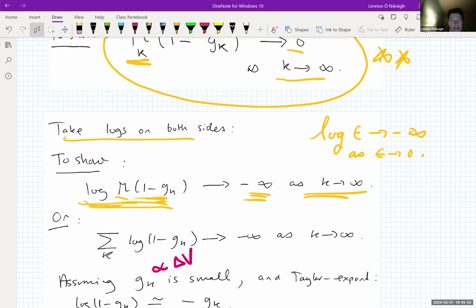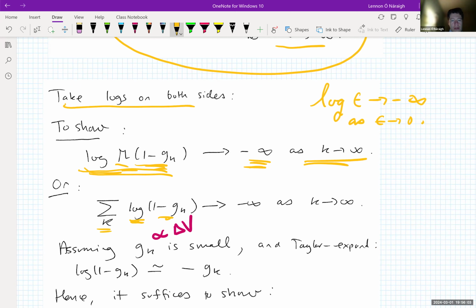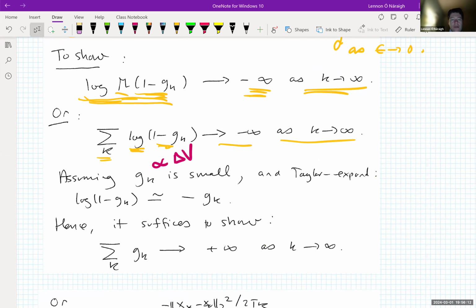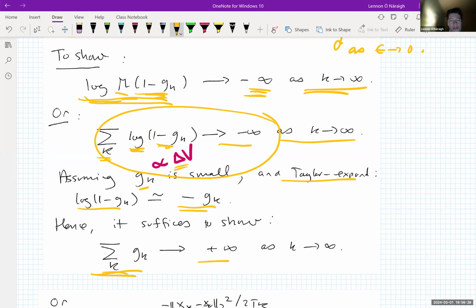Now, I use the fact that the log of a product is the sum of the logs. So it suffices to show that the sum of the logs of 1 minus gk goes to minus infinity as k goes to infinity, as the number of cooling steps in the schedule goes to infinity. I can assume gk is small because it's proportional to delta v, which is the small volume in the phase space. And I can Taylor expand log of 1 minus gk as minus gk. So now it suffices to show that the sum of the gk's goes to plus infinity as k goes to infinity.